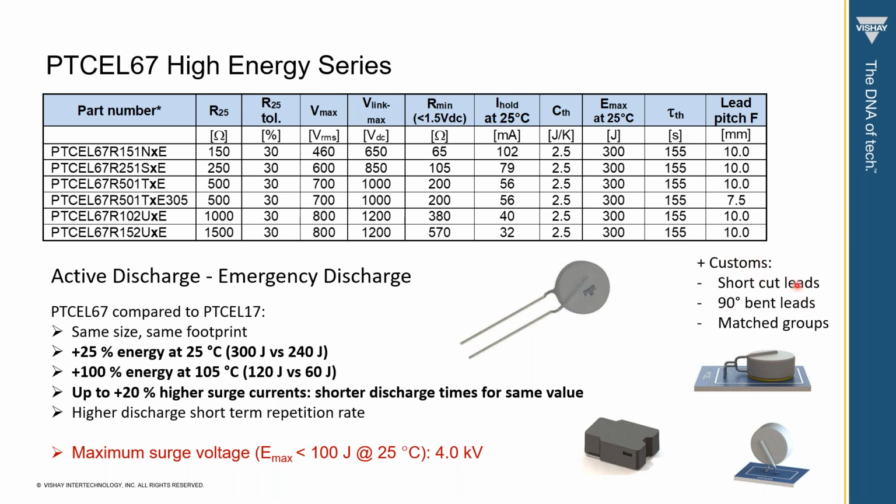And for both the PTCEL 17 and the PTCEL 67 series, we can do customization. So customers can have different types of lead or 90 degree lead bend to match their mechanical design. So these are the different types of packaging available.